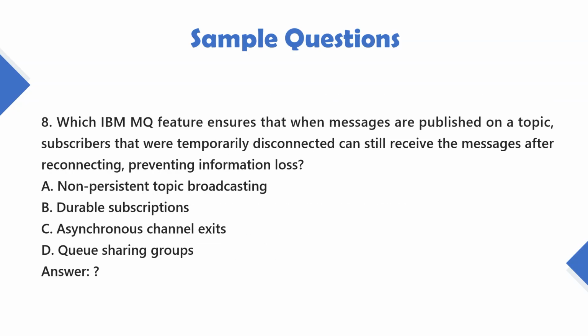8. Which IBM MQ feature ensures that when messages are published on a topic, subscribers that were temporarily disconnected can still receive the messages after reconnecting, preventing information loss? A. Non-persistent topic broadcasting. B. Durable subscriptions. C. Asynchronous channel exits. D. Queue sharing groups. Answer: B.